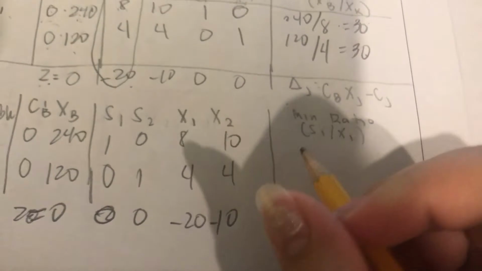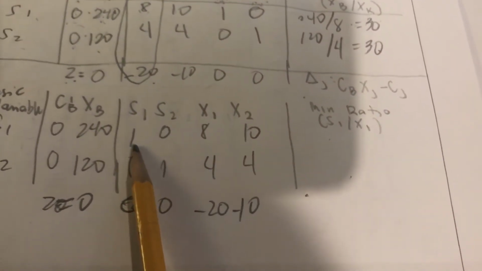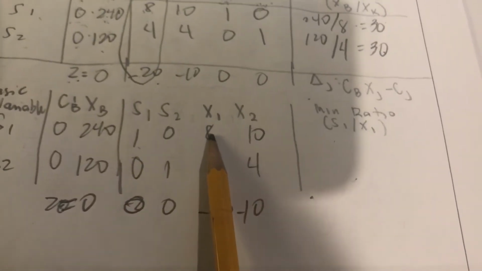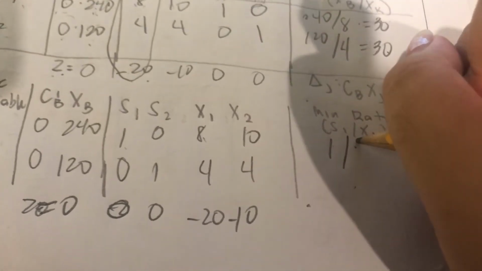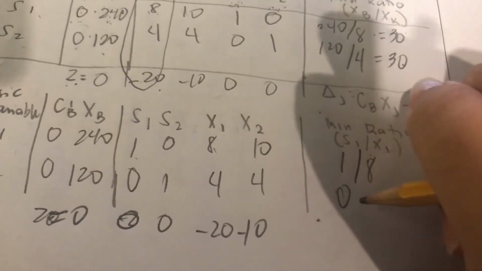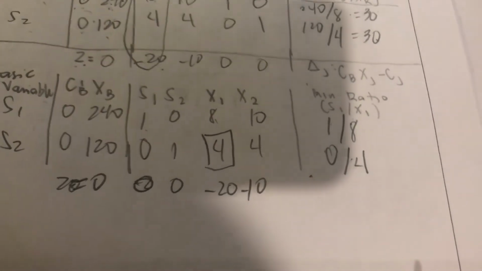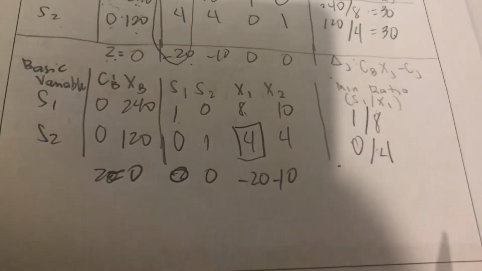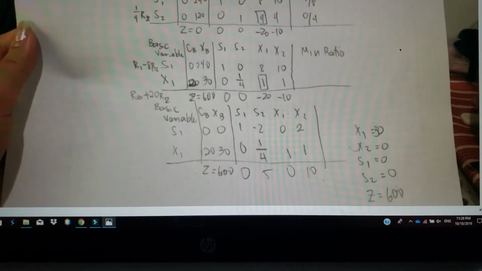So for the minimum ratio, we need to divide s sub 1 and x sub 1. So 1 divided by 8 and 0 divided by 4. So for the pivot value, it will be the 4, which is in row 2. Proceed to the third tableau.